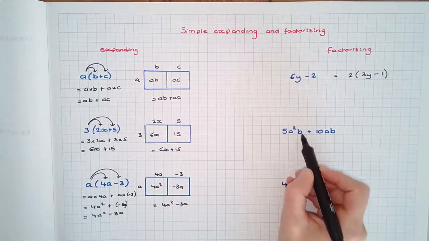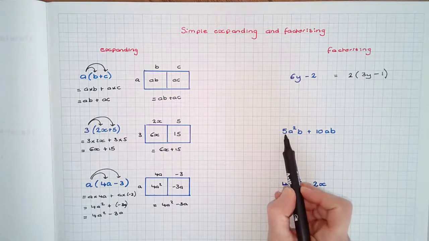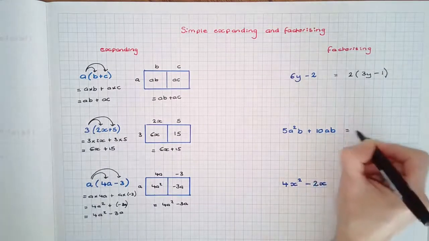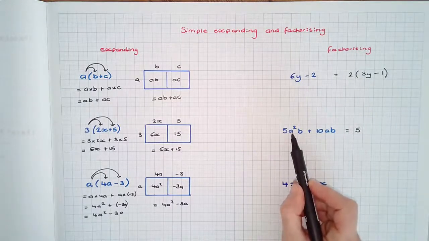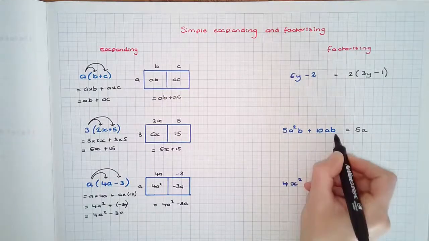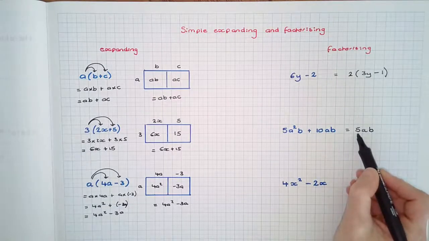5a squared b plus 10ab. First of all, look at the coefficients, the numbers, 5 and 10. The highest common factor of the numbers is 5. Then we look at what pronumerals they have in common. Well, they both have at least one a, and they both have at least one b. The highest common factor in this case is 5ab.